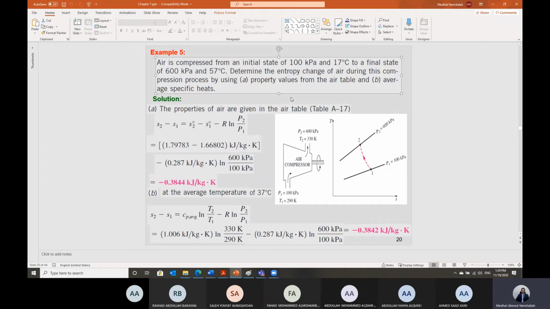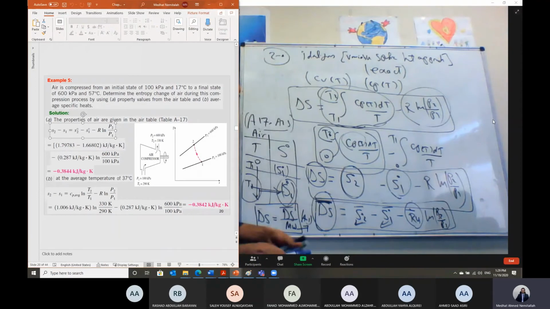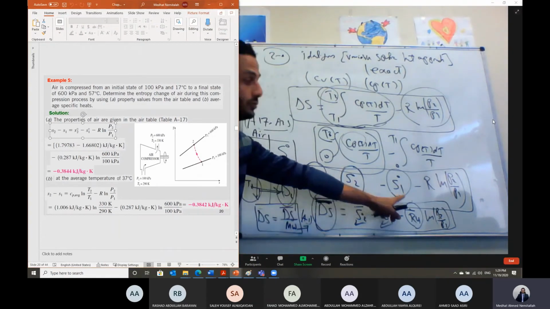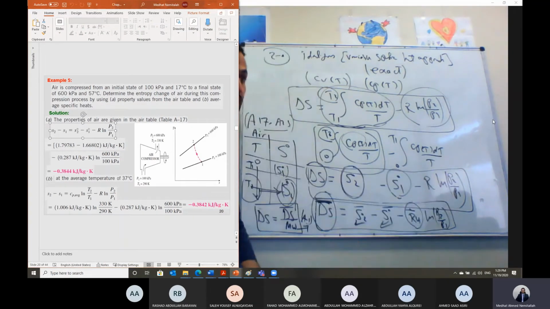I will tell you in the exam, either the constant specific heat approach or variable specific heat approach. Properties, as we said, for the constant as a variable specific heat approach. So from table A17, this is the equation: delta S will equal S naught 2 minus S naught 1 minus R ln P2 over P1.